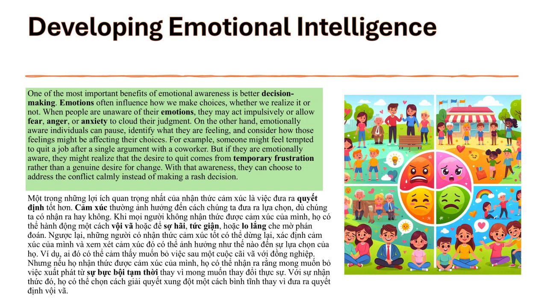For example, someone might feel tempted to quit a job after a single argument with a coworker, but if they are emotionally aware, they might realize that the desire to quit comes from temporary frustration rather than a genuine desire for change. With that awareness, they can choose to address the conflict calmly instead of making a rash decision.